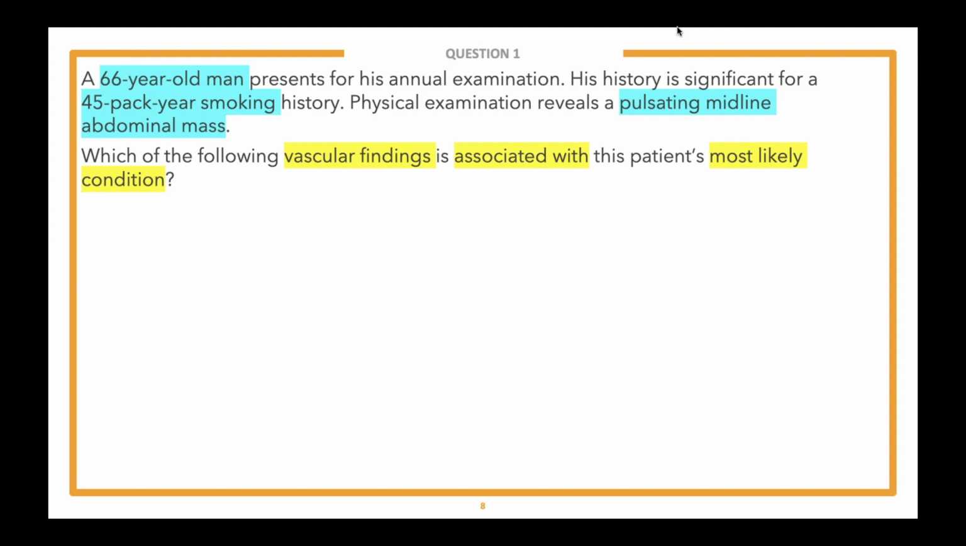So how many steps is this question? Well, one, I think we need to figure out what this patient's condition is. And then two, what could be associated with that condition? What kind of vascular finding could be associated with that condition? So maybe a two-step question here. So let's go ahead and take a look at those answer choices.